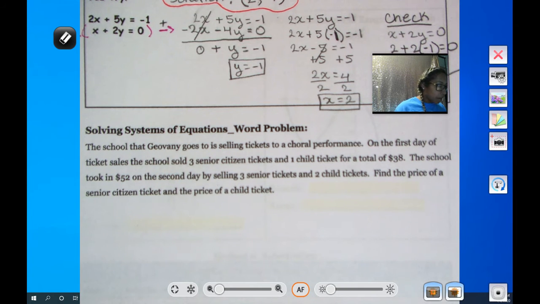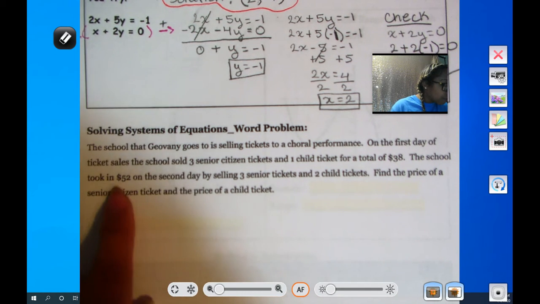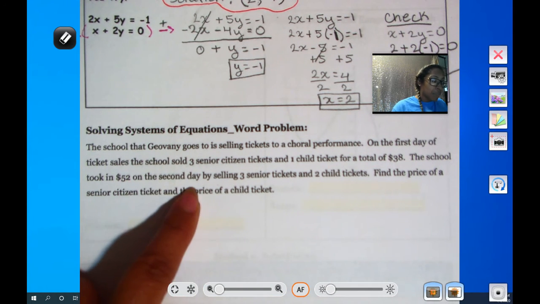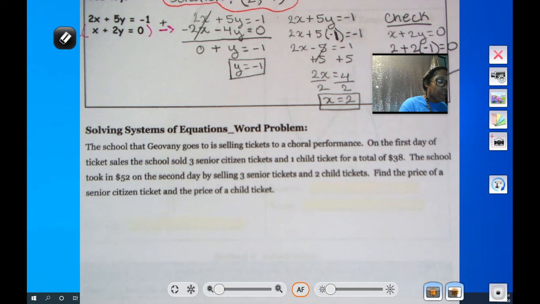So the problem says the school that Giovanni goes to is selling tickets to a choral performance. On the first day of ticket sales, the school sold 3 senior citizen tickets and 1 child ticket for a total of $38. The school took in $52 on the second day by selling 3 senior tickets and 2 child tickets. We want to find the price of a senior citizen ticket and the price of a child ticket.